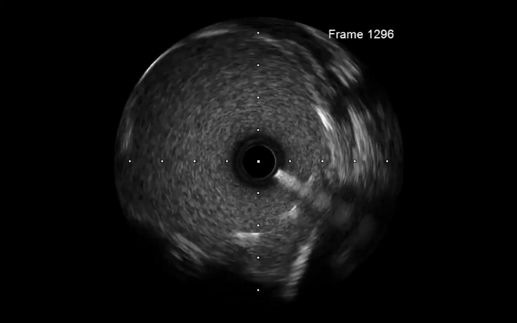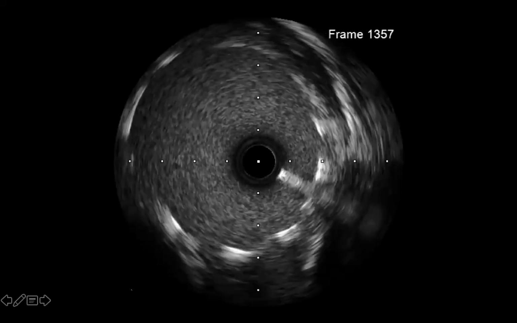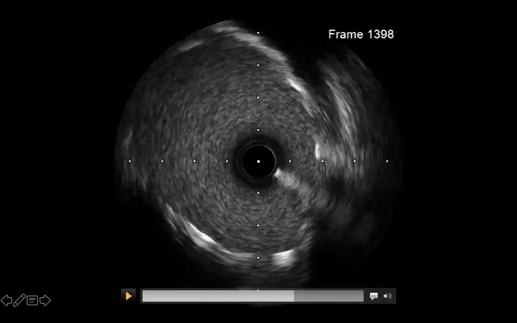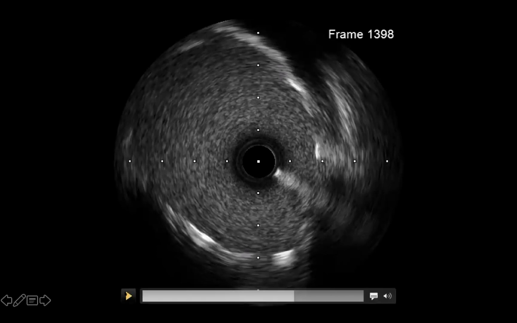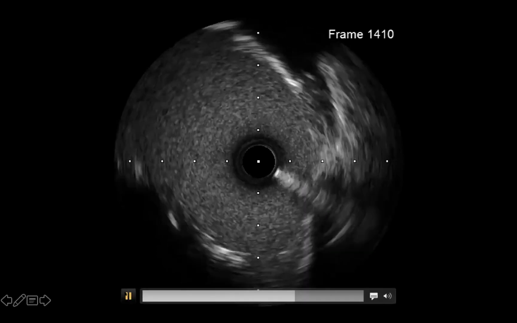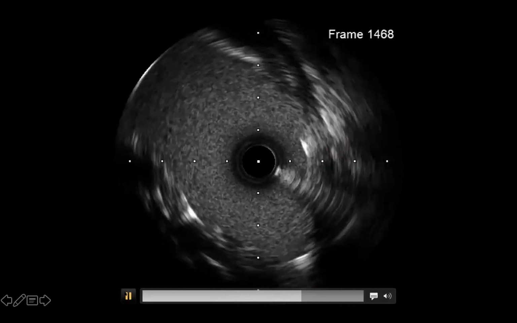I think since the circumflex and LAD ostia were normal, having a short stent in the left main, starting from the ostium of the left main to finishing just before the bifurcation, would have been quite reasonable. Again, I don't know what you used, but it appears that you have got a very good result already.